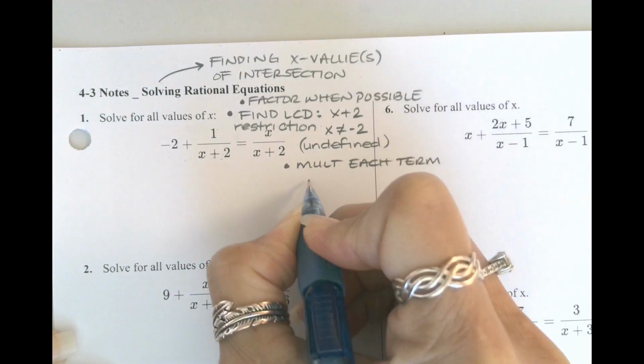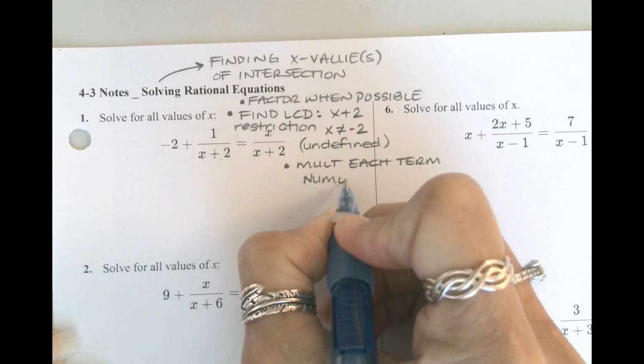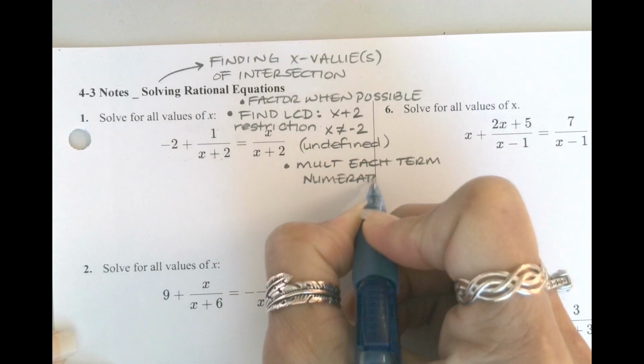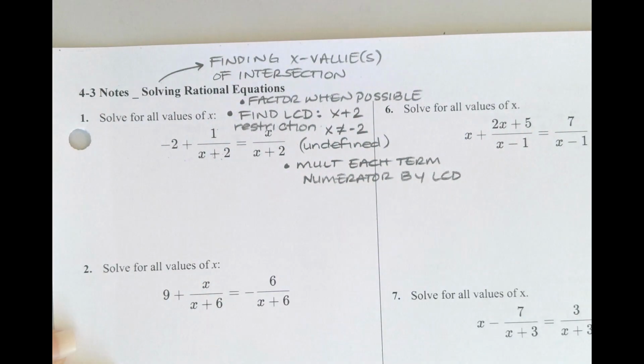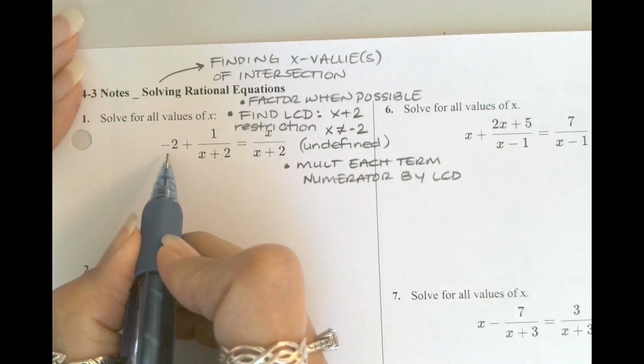But notice I'm going to write term numerator by your LCD. I need you to multiply each term, but only the numerator. You guys are accustomed to multiplying top and bottom when you are simplifying. For solving, you only do it to the numerator. So what is that going to look like? Here's what I mean by that.